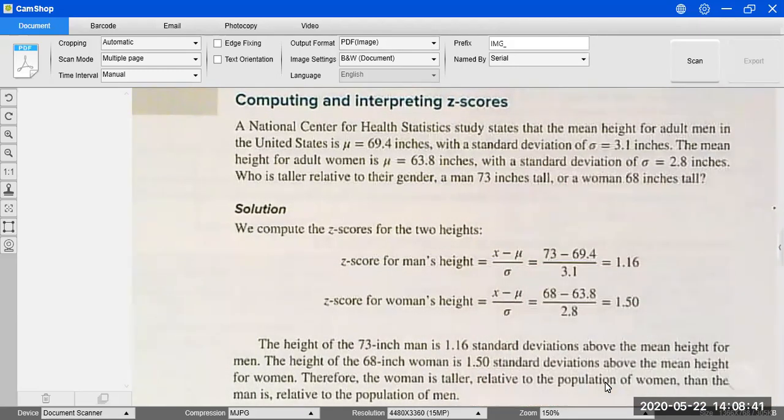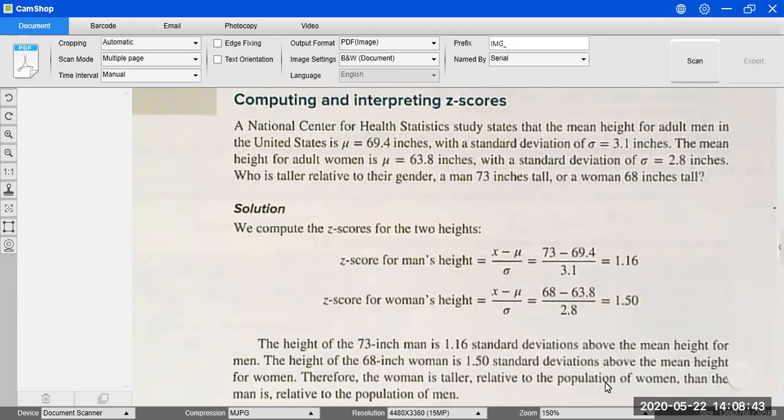Then they say the mean height for adult women is mu equals 63.8 inches. So they are talking about another population. Now, this second population is a population of women. And that population also has a standard deviation of sigma equals 2.8 inches.